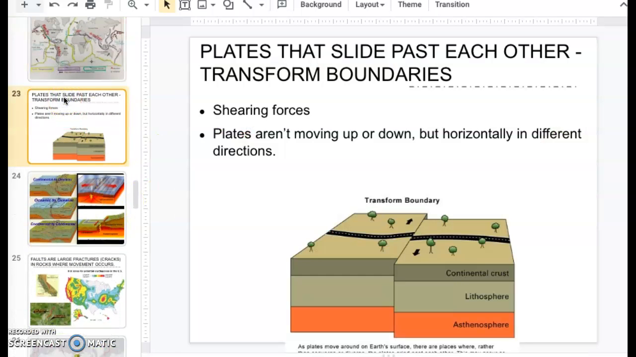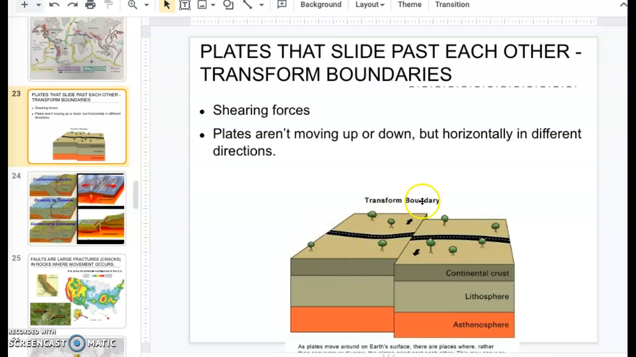The third type of boundary is a transform boundary. So convergent means to come together, divergent means to pull apart, and transform means to slide past each other in opposite directions. Your book showed you pictures and talked quite a bit about how a river would change its flow rate. Mine shows you a road.